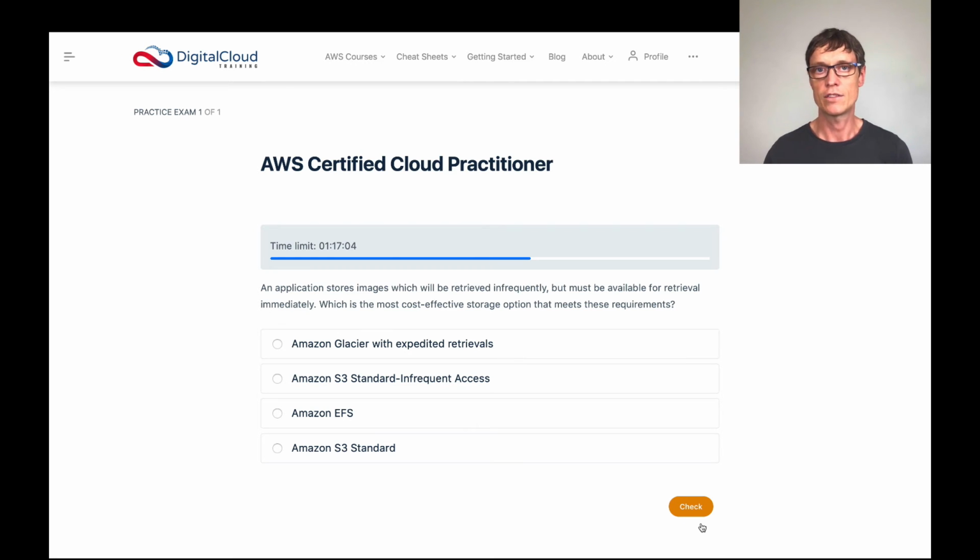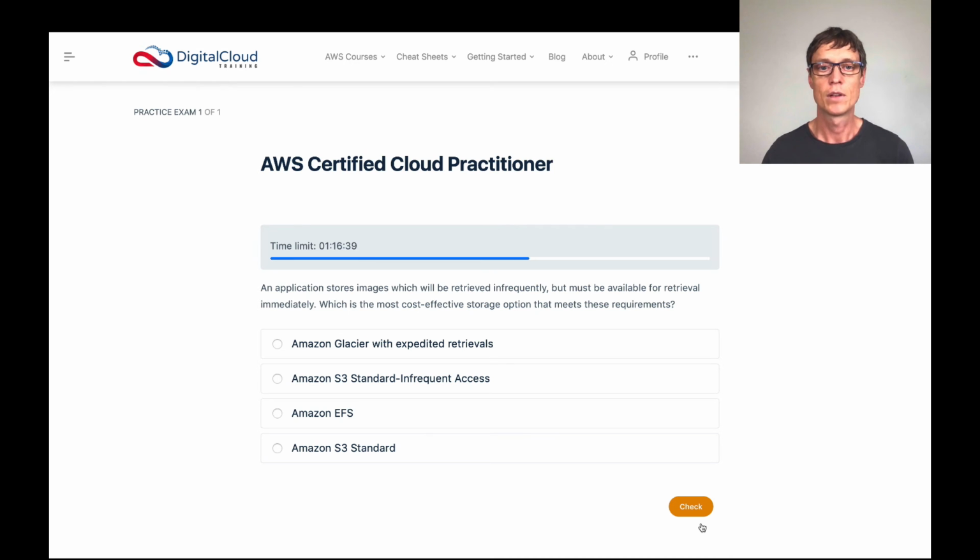EFS is the Elastic File System. It's a service that gives you shared file systems that you can use with EC2. It has lots of great features, but it's not as cost effective as the other options here. So you do need to have a basic understanding of how much things cost in AWS. Not to the dollar level, but just how they compare against each other. So I'm going to rule out EFS, and let's go and look at the others.